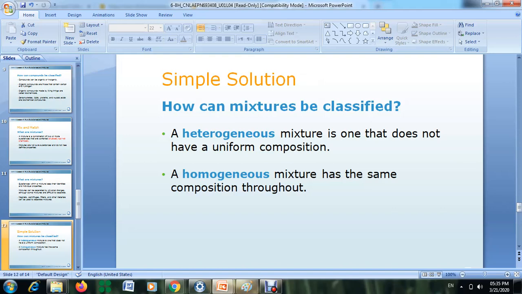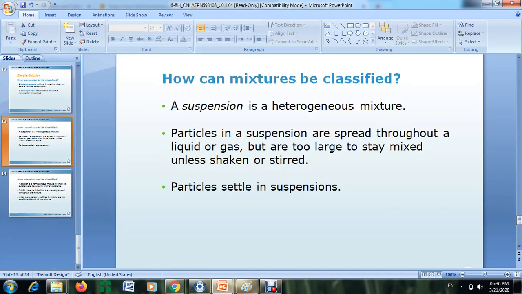Okay, how can mixtures be classified? We have two classifications. The first one, heterogeneous, is a mixture that does not have a uniform composition. I'll give you examples of heterogeneous, but before that, the other classification, a homogeneous mixture, has the same composition throughout. To understand these and to give examples, look at this one.